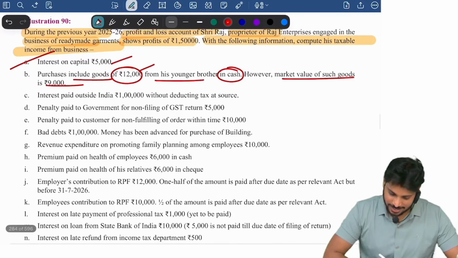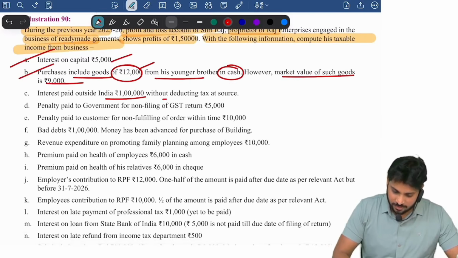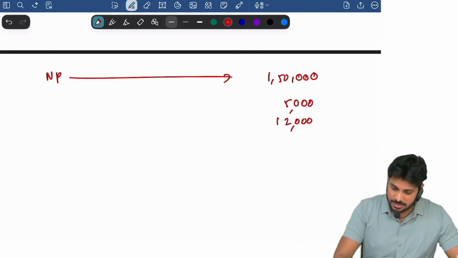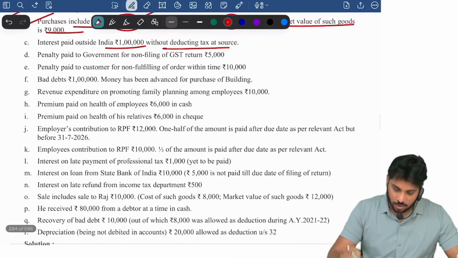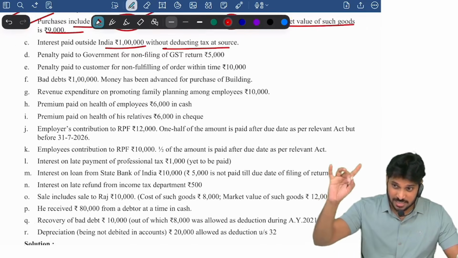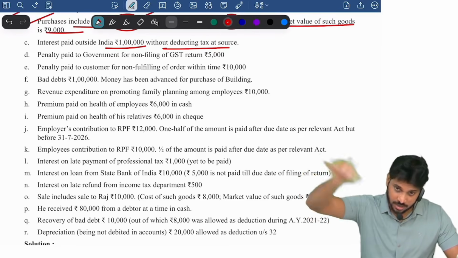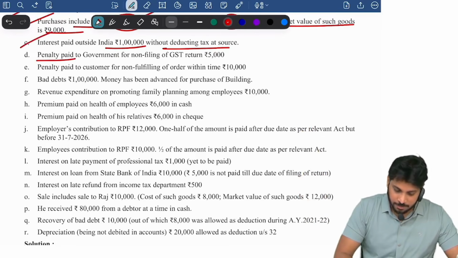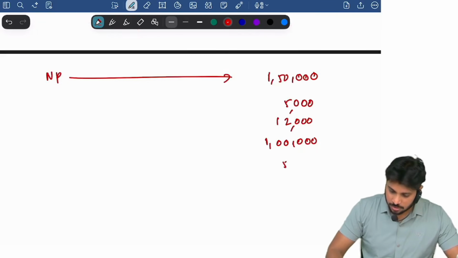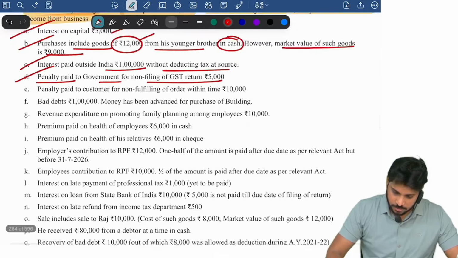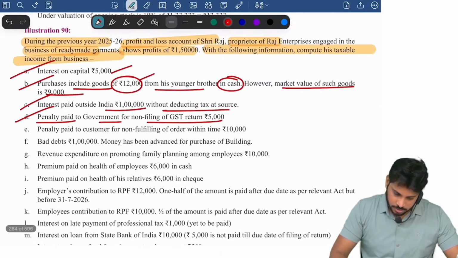Entire 12,000 is disallowed. Here 40A(3), 40A(2) both are tested. Yes or no? Next, interest paid outside India 1 lakh without deducting TDS, 100% disallowed. Outside India, whether you pay resident or non-resident, it doesn't matter. If it is paid outside India without TDS, 100% disallowed. Penalty paid to government for non-filing of GST. Penalties are disallowed. 5,000. Yes or no?